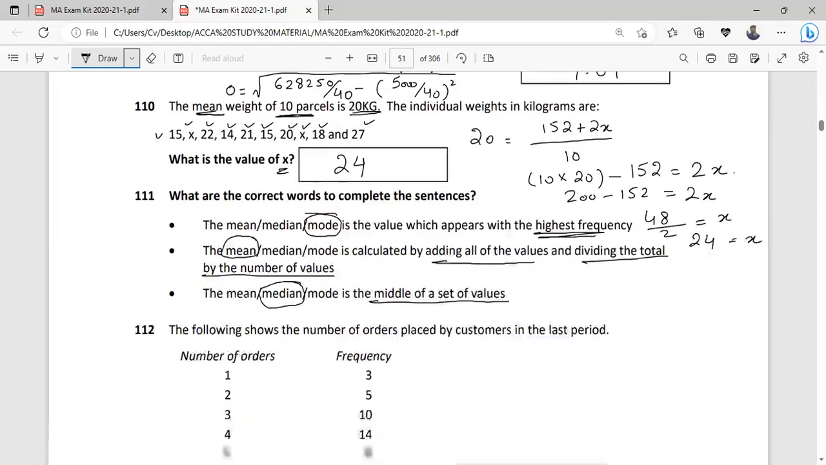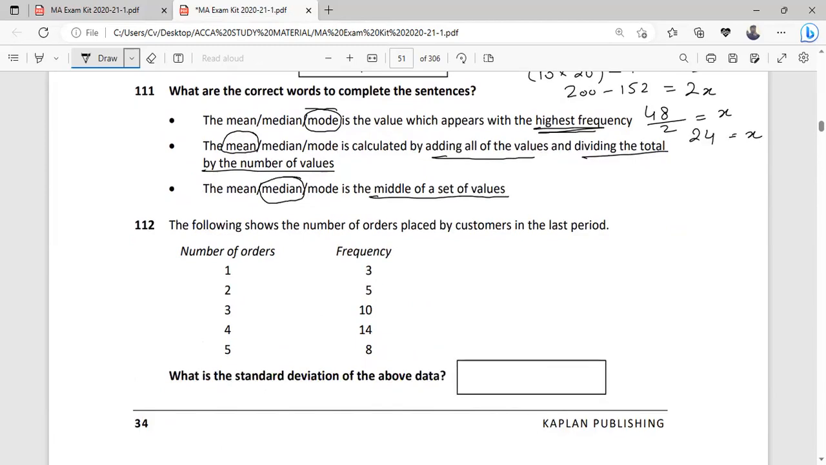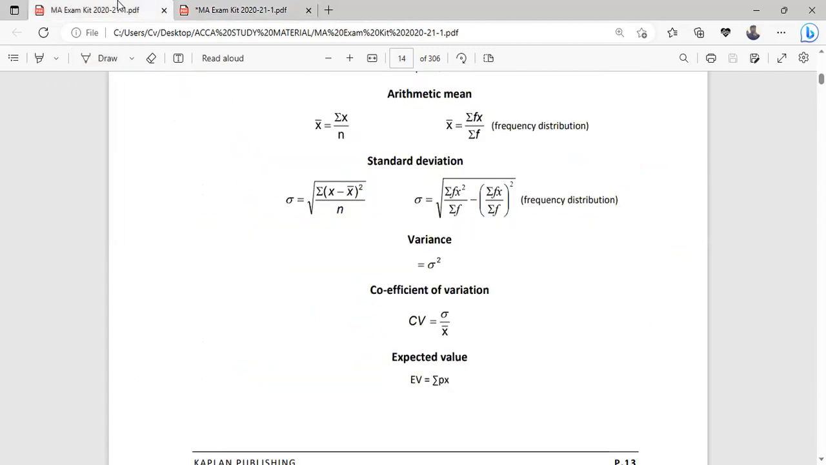Next we have: the following shows the number of orders placed by customers in the last period. The number of orders is treated as X. Frequency means F. What is the standard deviation of the above data? So this is the standard deviation of a frequency distribution. We need to calculate fx, and then fx square, and then the summation.